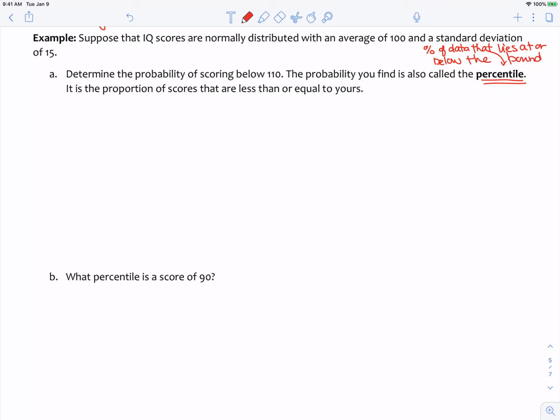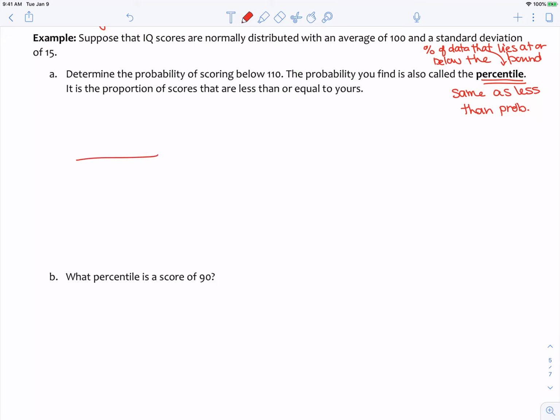Okay, so in terms of finding what percentile a value is at, it's the same as finding the less than probability. So don't get too confused if you see the request for the percentile. It just means the less than probability. So find the probability of scoring below 110.